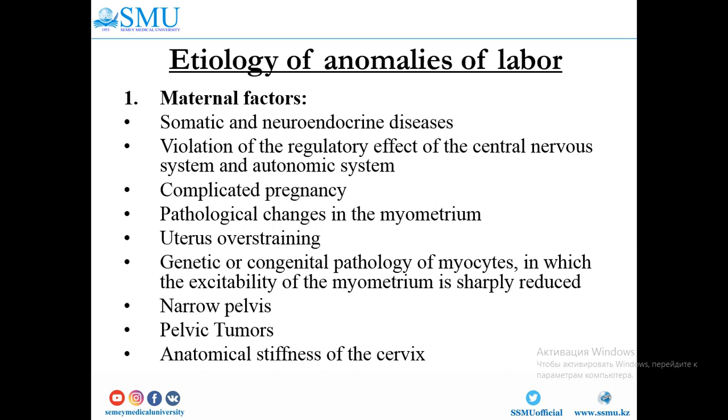Etiology of anomalies of labor. It is divided into three big groups. First one is maternal factors: somatic and neuroendocrine diseases, the violation of the regulatory effect of the central nervous system and autonomic system, complicated pregnancy, pathological changes in the myometrium, uterus overstraining, general or congenital pathology of the myocytes, in which the excitability of the myometrium is sharply reduced, narrow pelvis, pelvic tumors, and anatomical stiffness of the cervix.